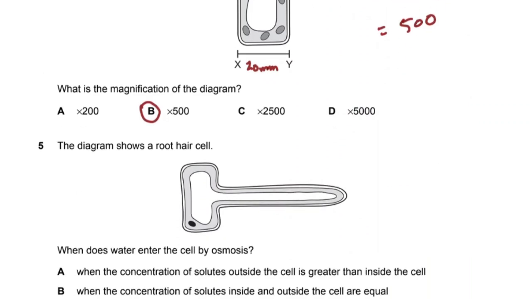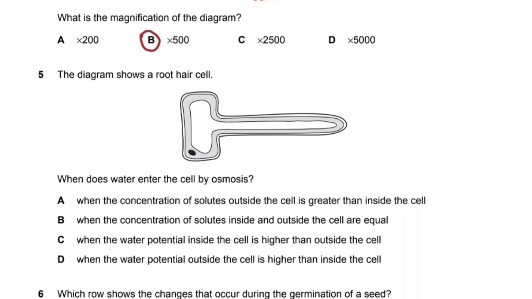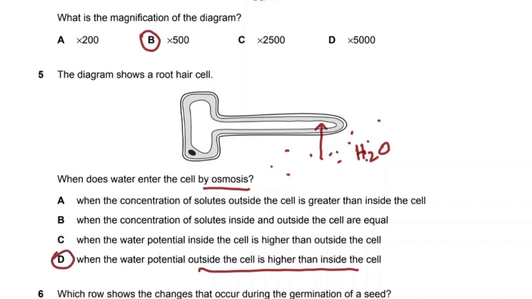So the diagram shows the root hair cells. How does water enter the cells? By osmosis. And water always enters the cells from high water potential, meaning there is more water outside, and then water moves from high water potential to low water potential. So the water potential outside the cell should be higher, then it will move into the cell by osmosis.